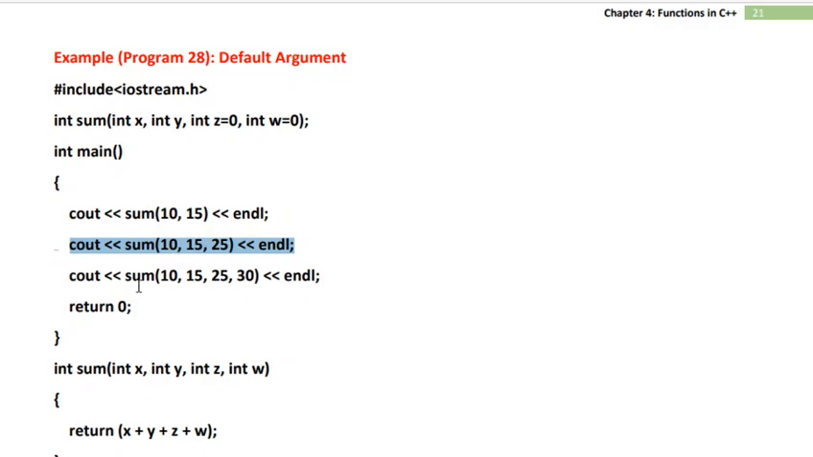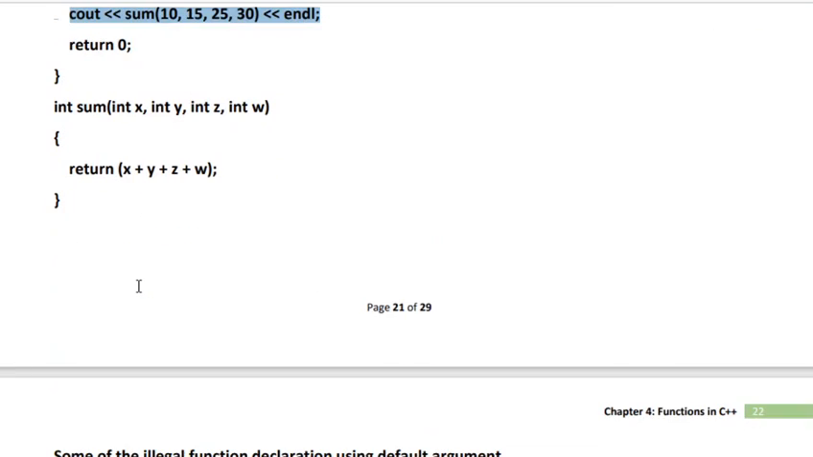Now in the third instance, what I've done is I've provided values for x, y, z and w as well. So x is 10, y is 15, z is 25, and w is 30. So altogether it will return the sum as 80. So just see, this is the way the default argument basically works.